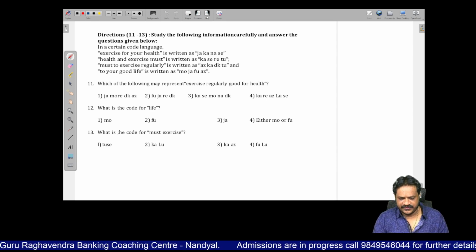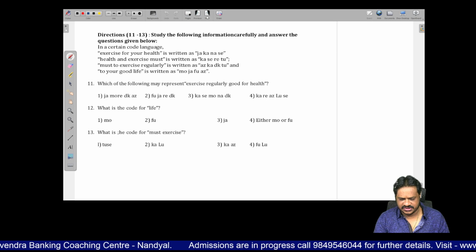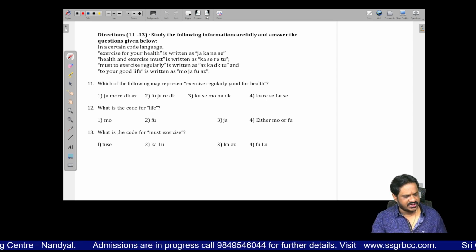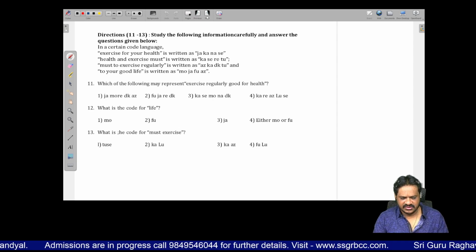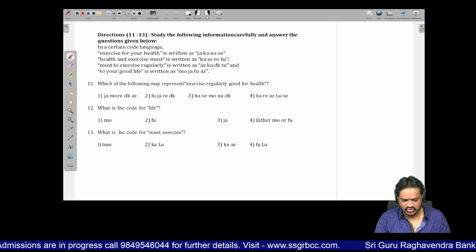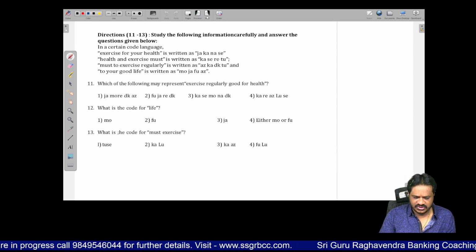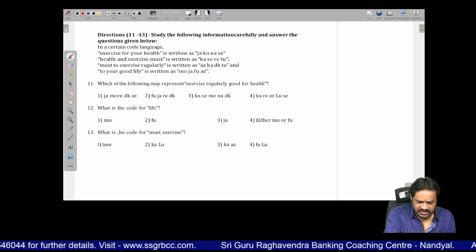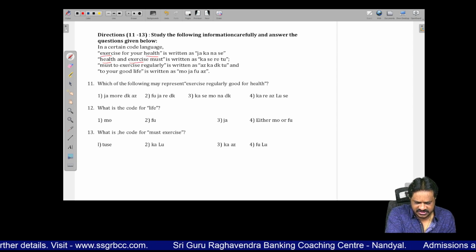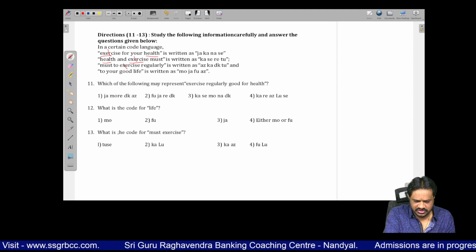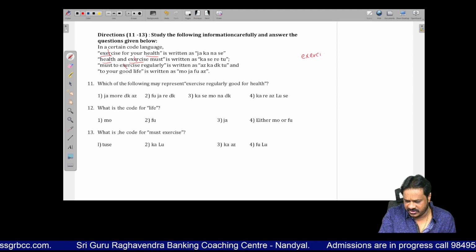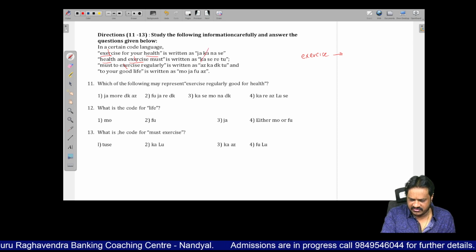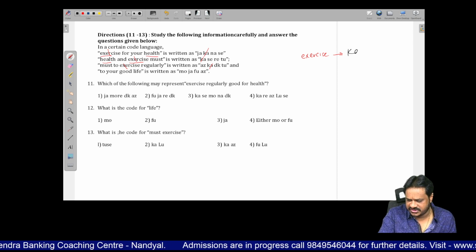11 to 13. Study the following information, then answer the given questions. Exercise for your health. Then health and exercise must. Then must do exercise regularly to your good life. Again, you see 1 and 2. In 1 and 2 you can see two words common, that is exercise and health. But in 1, 2, 3, exercise is common. In 1, 2, 3 you have KA. So exercise code is KA.